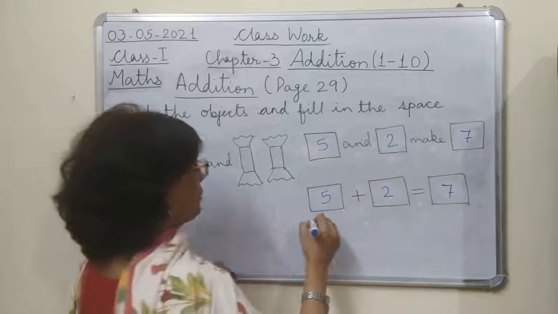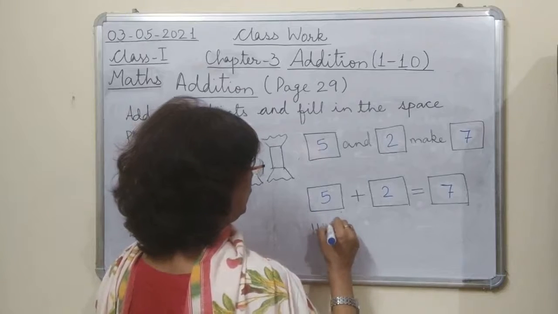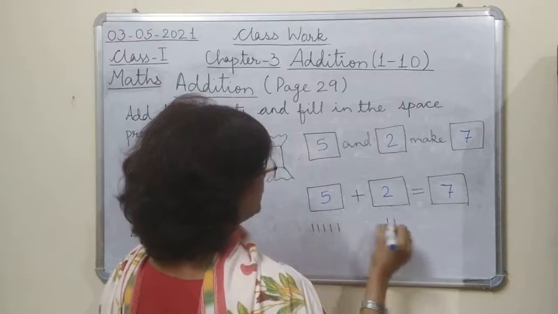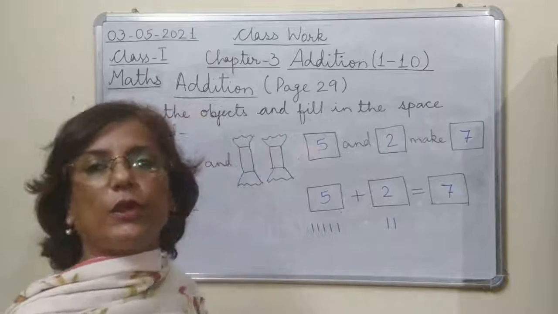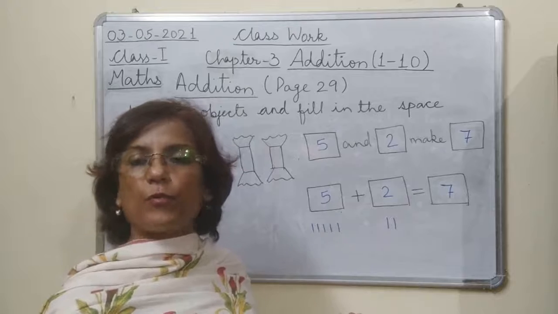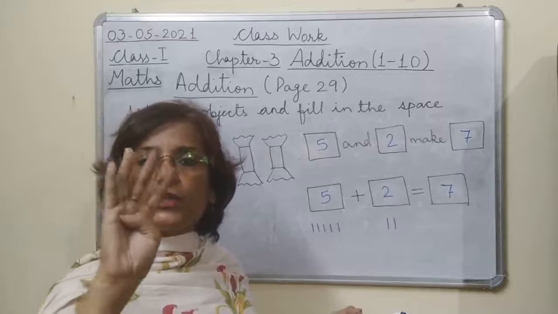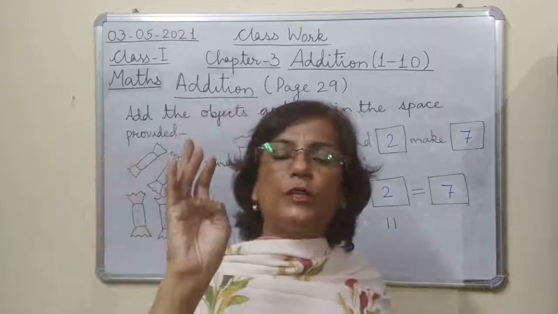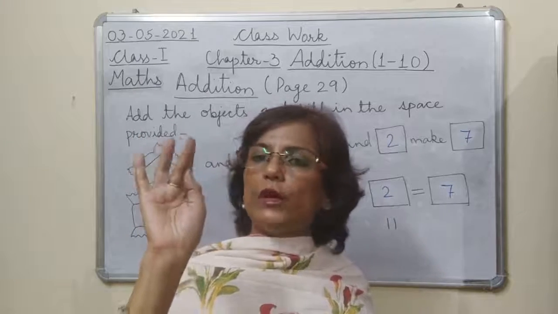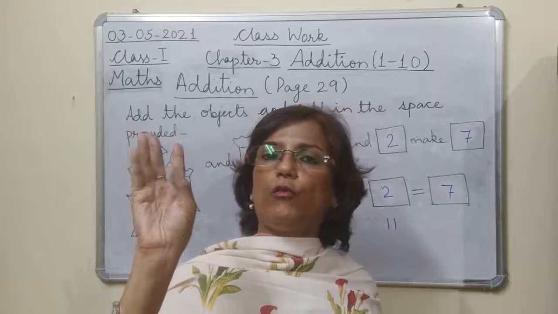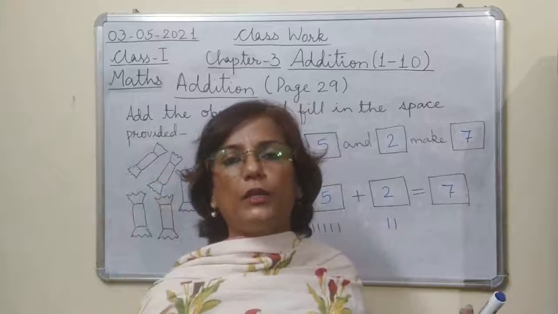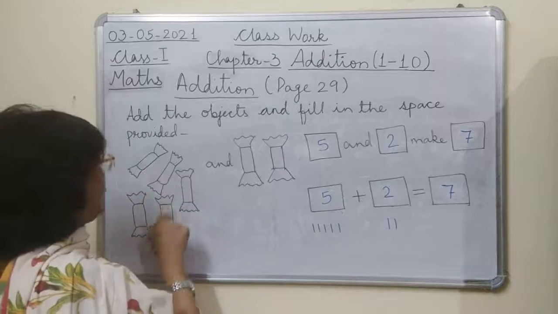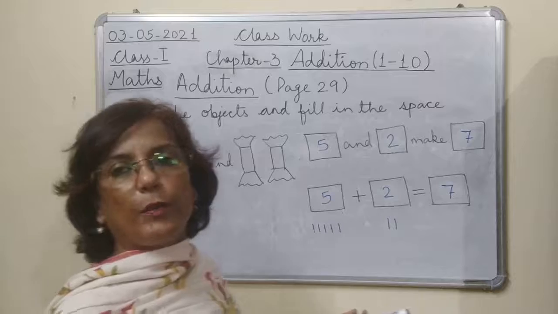आप स्टिक्स ड्रॉ करके भी कर सकते हो. 1, 2, 3, 4, 5. 1, 2. So 1, 2, 3, 4, 5, 6, 7. एडिशन आप कैसे भी करो, your answer will remain the same. फिंगर्स पे भी बहुत बच्चे, lot of people count on fingers also like this, 1, 2, 3, 4, 5, 6, 7. So whether you count like this or you draw sticks or you count the objects, 1, 2, 3, 4, 5, 6, 7, your answer will remain the same.